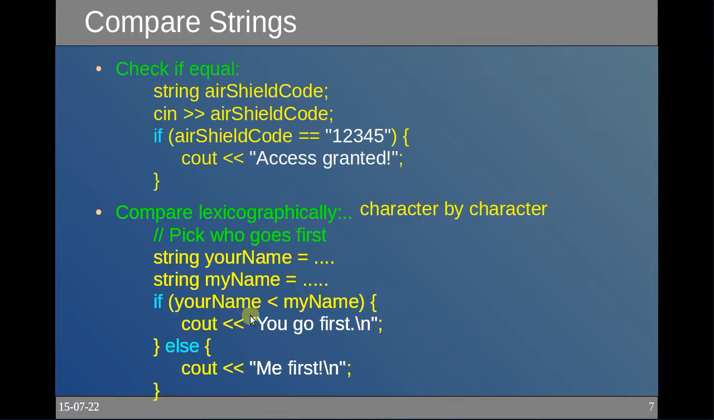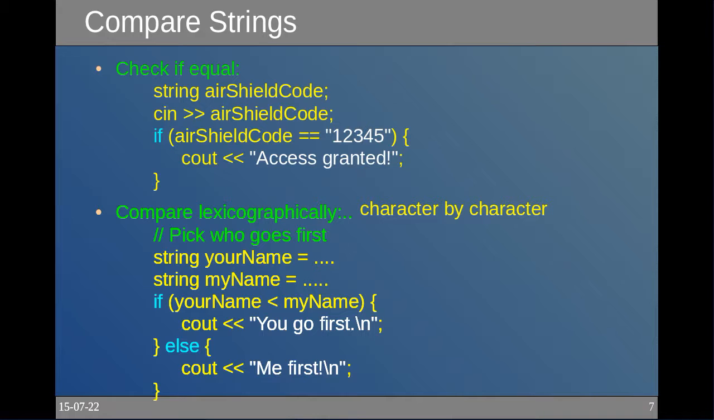So, lexicographically, just to be clear, it's going to compare character by character. So you might be comparing Bob to Brian. Both start with a B, so the first character doesn't contribute to that. Next, we go to an R for Brian and an O for Bob. So, O comes before R. So Bob, in this case, comes before Brian. So we're doing a character-by-character comparison.